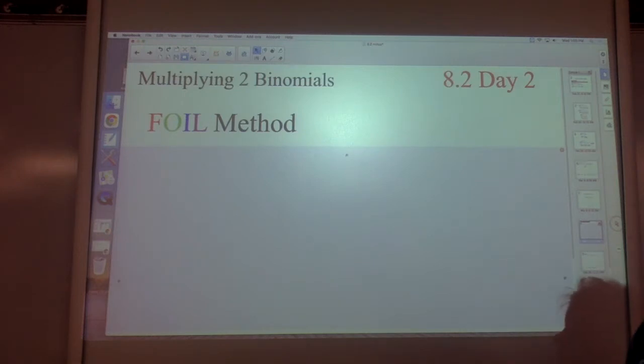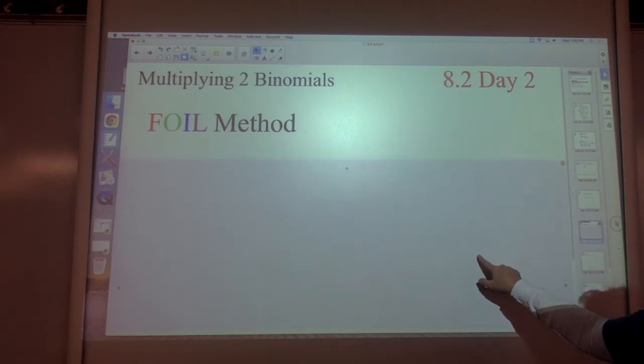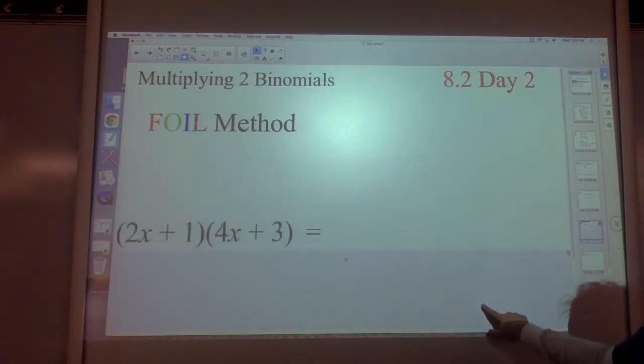You'll hear it referred to most of the time. It's not a real method. It's an acronym for making it a little bit easier to remember how to do it, but it really is just the distributive property. So if you know the distributive property and you're relatively good at it, you'll be fine.